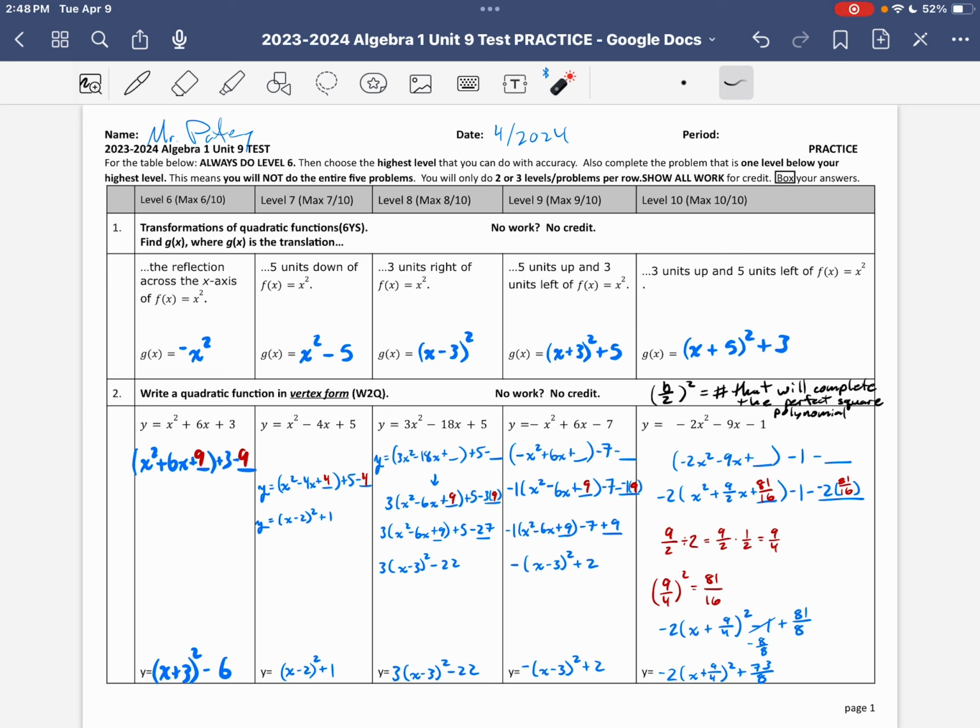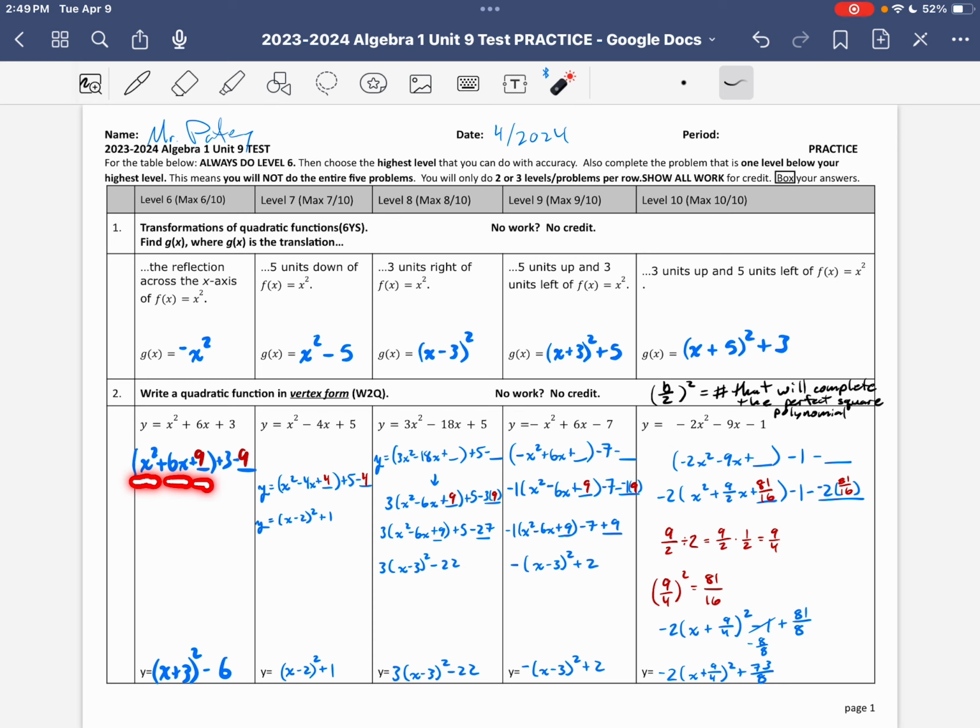For number 2, it's asking us to write the quadratic function in vertex form. All the forms that I wrote up here, those are vertex form. Okay, this is not vertex form. That is called standard form. So the first thing we're going to do is we're going to put parentheses around the x squared plus 6x. And you'll notice what I did, that I also added a plus blank. So we have the x squared plus 6x and a plus blank inside those parentheses.